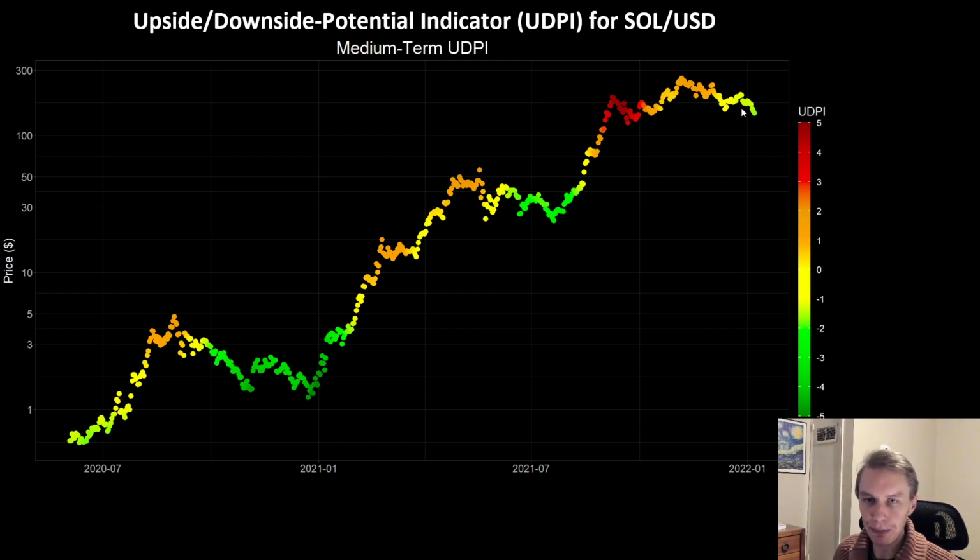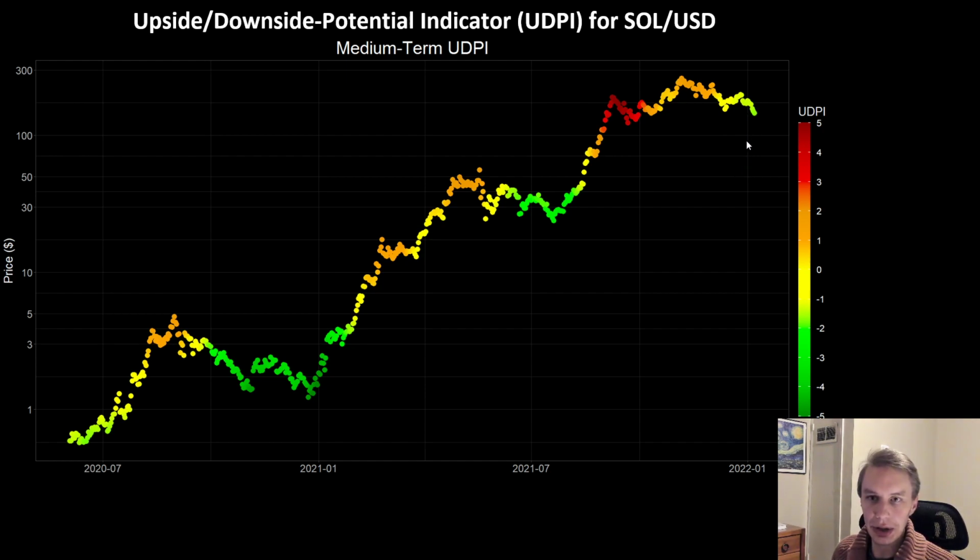And you can see that from the medium-term UDPI's perspective, it's becoming more and more low risk. We're moving into these green zones down here. And now obviously it's not nearly as low risk as it was down here or even as it was in the summer, but it's getting down into that same range from its point of view.